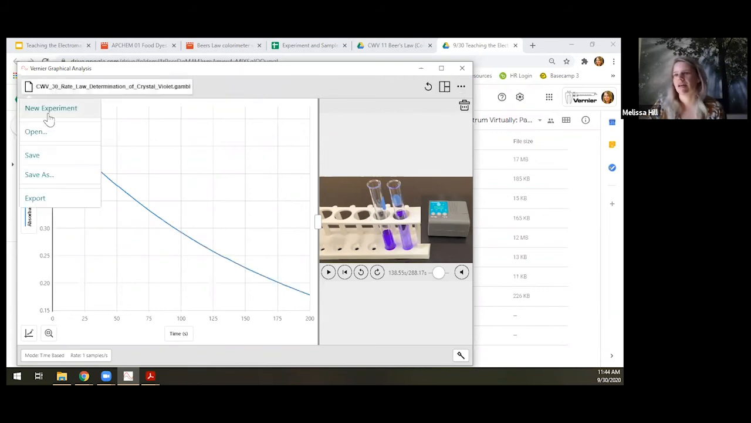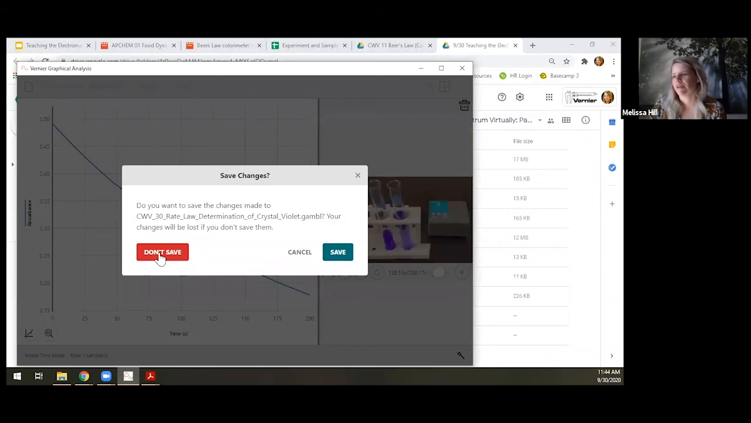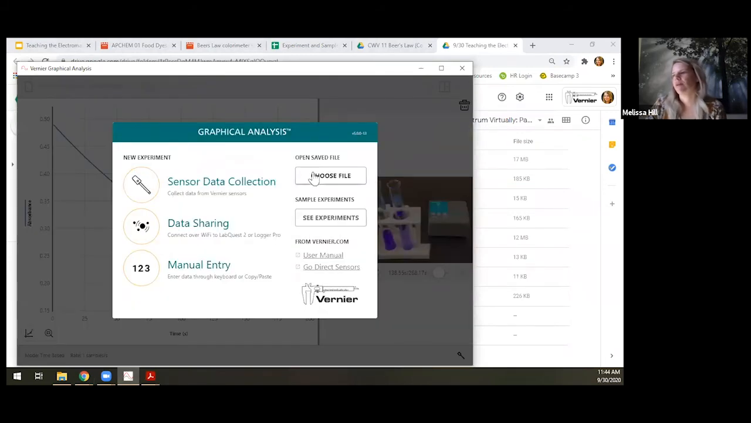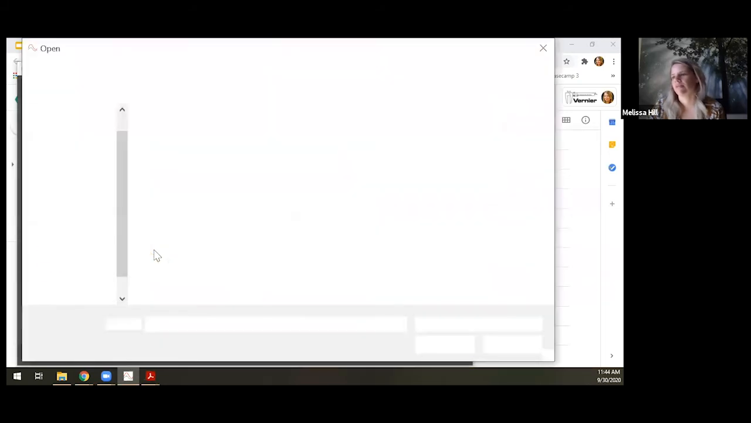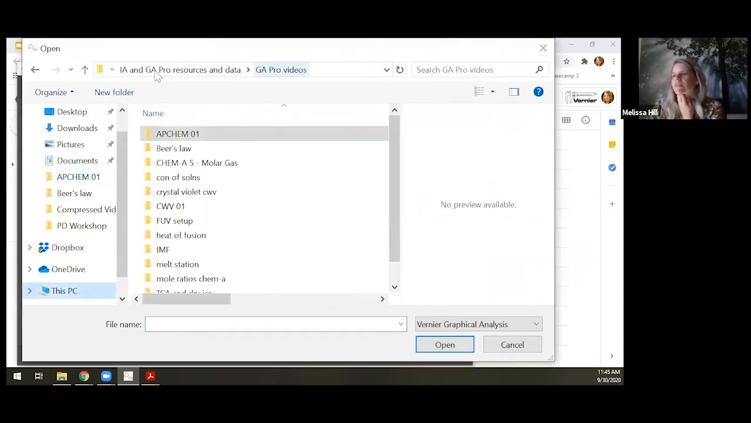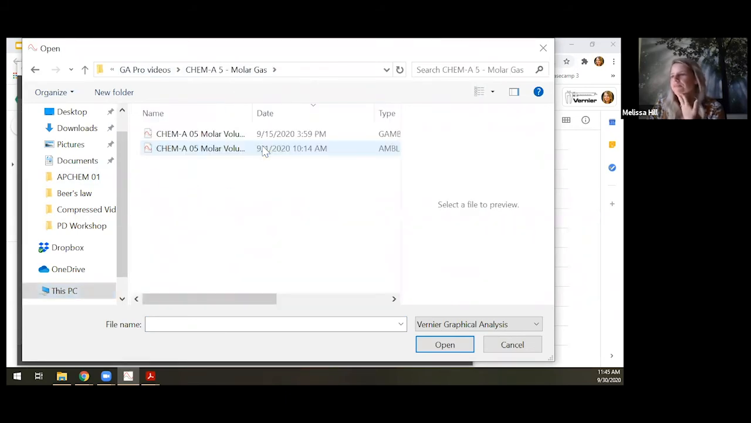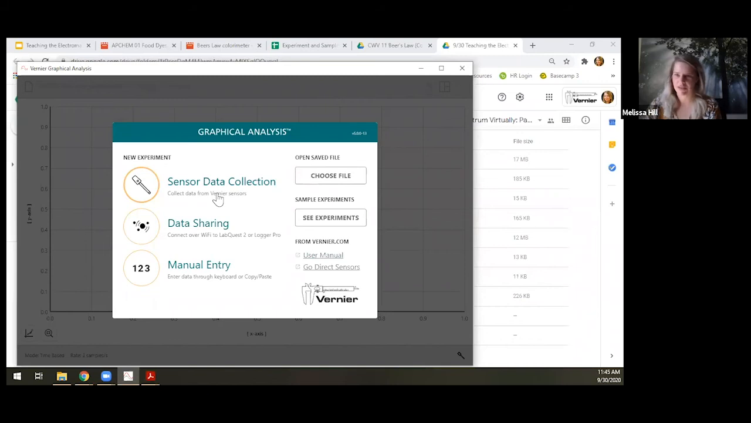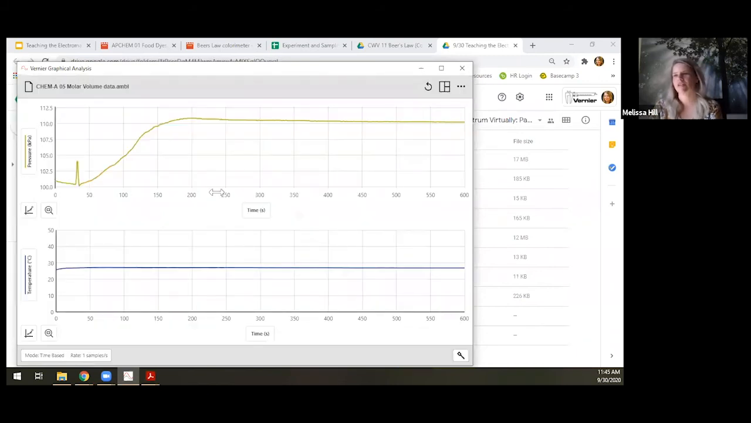So let's get a brand new, so I'm going to open, let's see, what's a good example of some data sets? Oh, let's do molar gas. That's a good one. In last week's webinar that Noose did, we talked about the advanced chemistry experiment determining the molar volume.